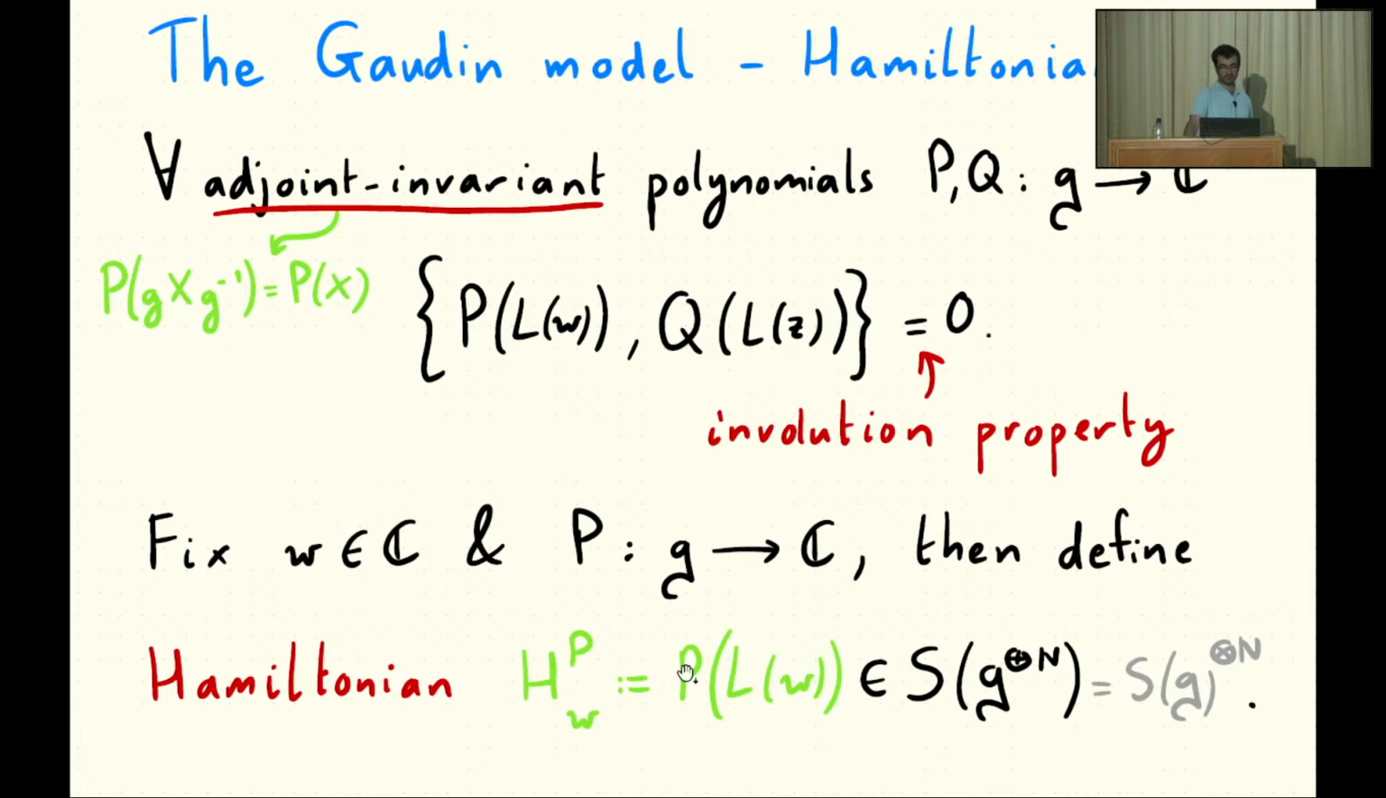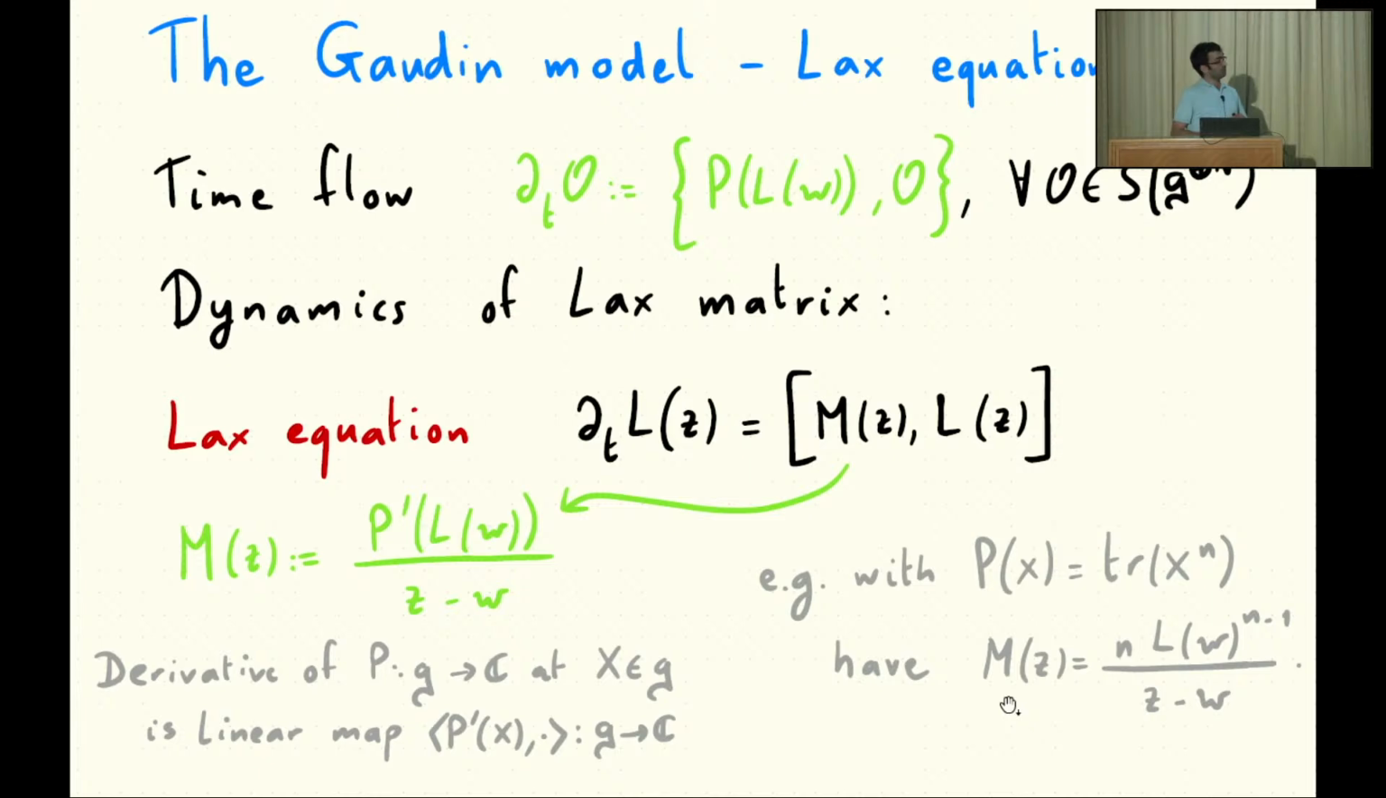And I should say here, P is applied to the auxiliary space, to the matrix part, and so what you get out of it is a polynomial in the dynamical variables of the Gaudin model. Okay. So having the Hamiltonian, we can now define time evolution in this model. It's just the Poisson bracket with the Hamiltonian. For any observable, the time evolution is given in this way.